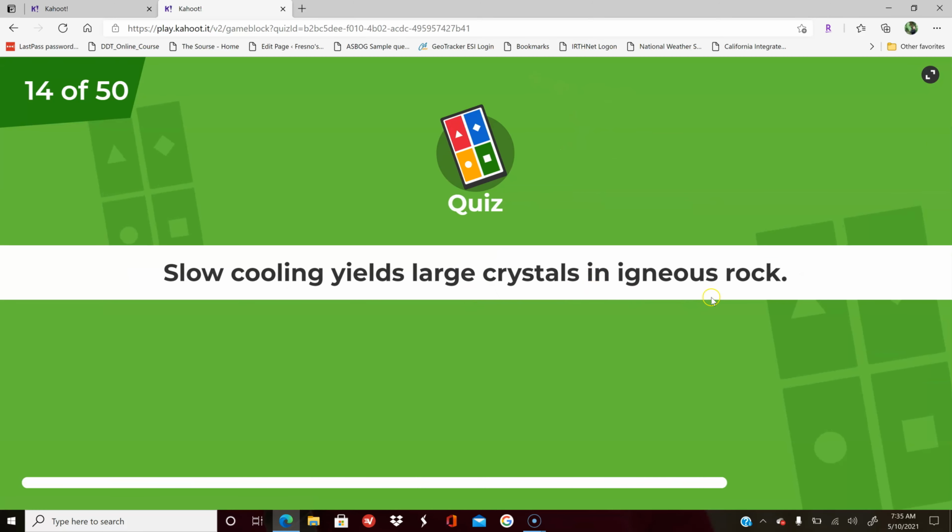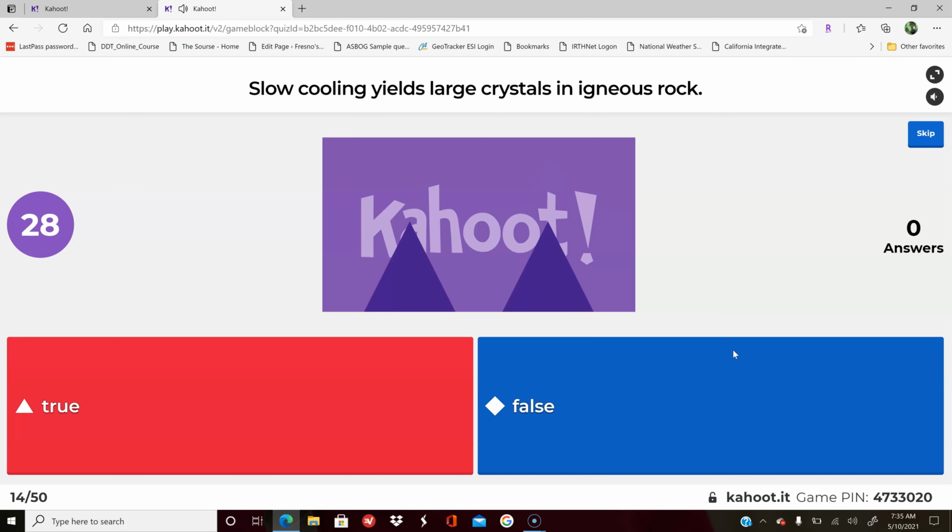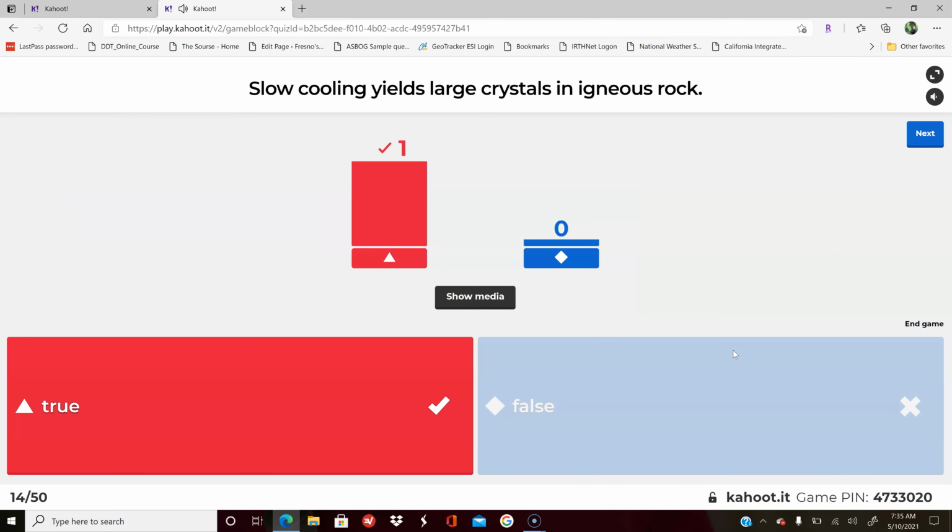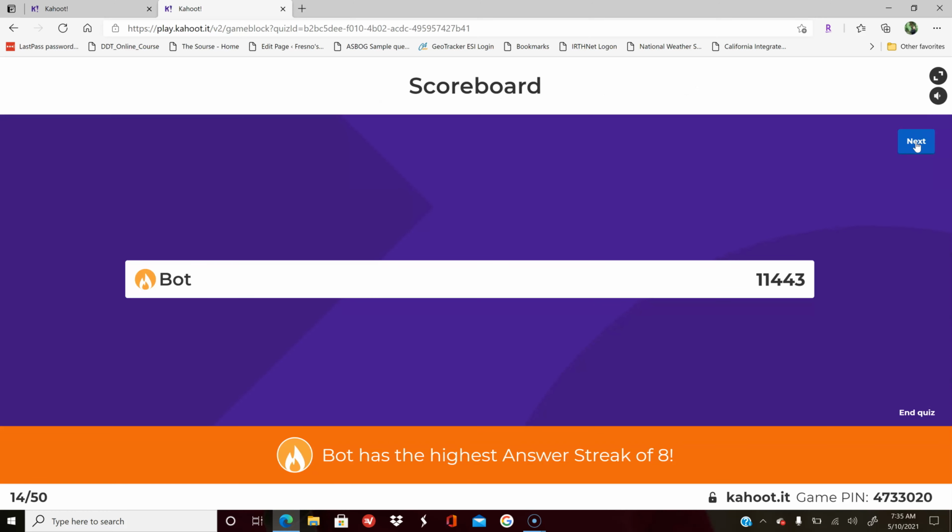Slow cooling yields large crystals of igneous rocks. This is true. So the slower the rock cools, the larger the crystals will grow and develop. The faster the rock cools, the smaller the crystals will be in the igneous rock. Crystals need time to grow.